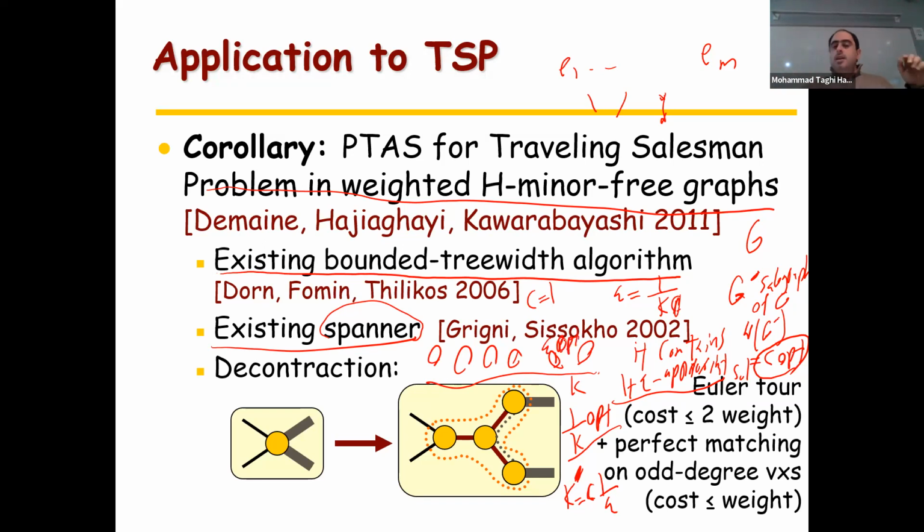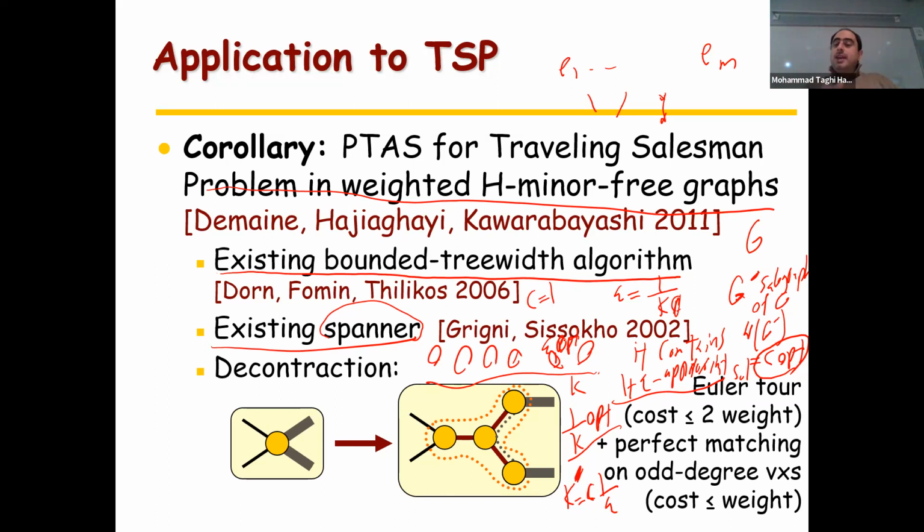Good. Now, why are we using the contraction theorem? So then what do we do here? We find this epsilon opt part, and we contract it. Then we have a bounded treewidth graph. On that one, we solve the weighted TSP in polynomial time.